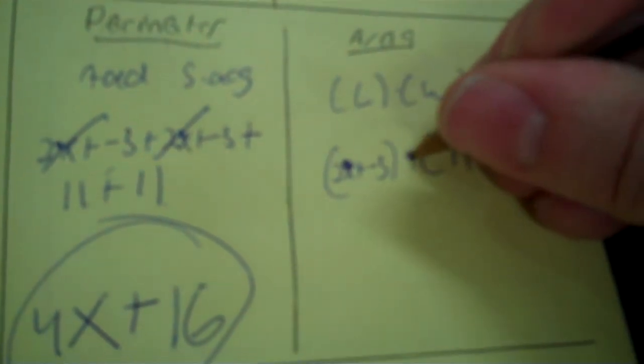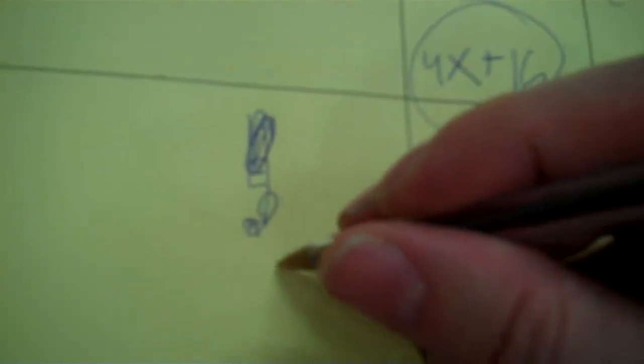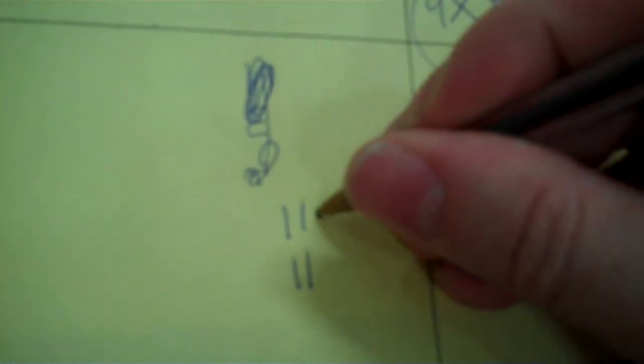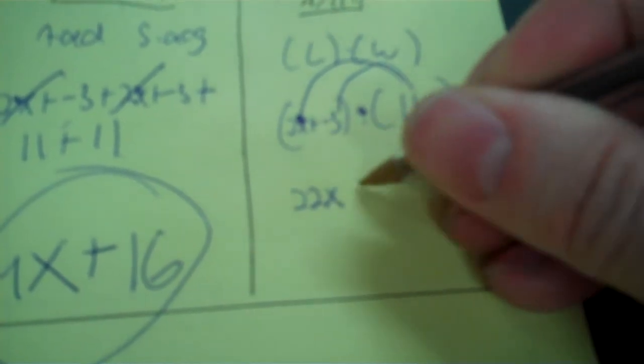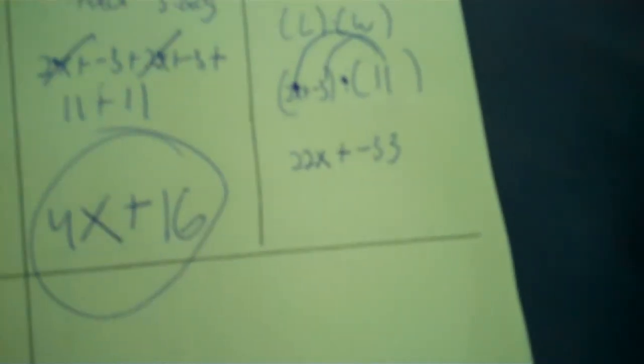Okay, exponents, no. Multiplication, 2 times x, I can't figure out, but I can multiply the 11 into here. Okay. So 11 times 2 times x and times negative 3. So 11 times 2 is 22 with x. 11 times negative 3 is negative 33. Simplify.